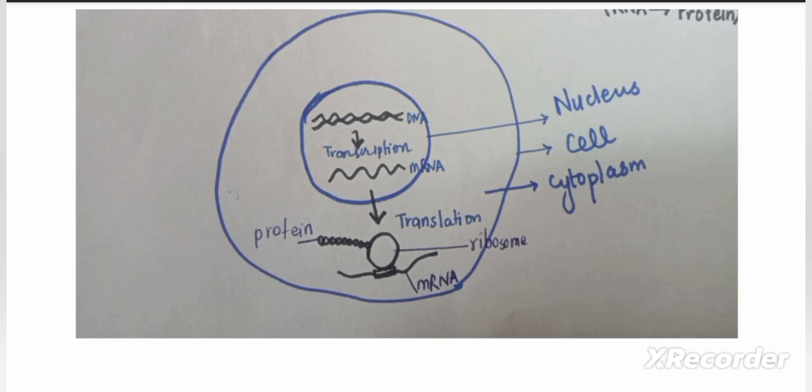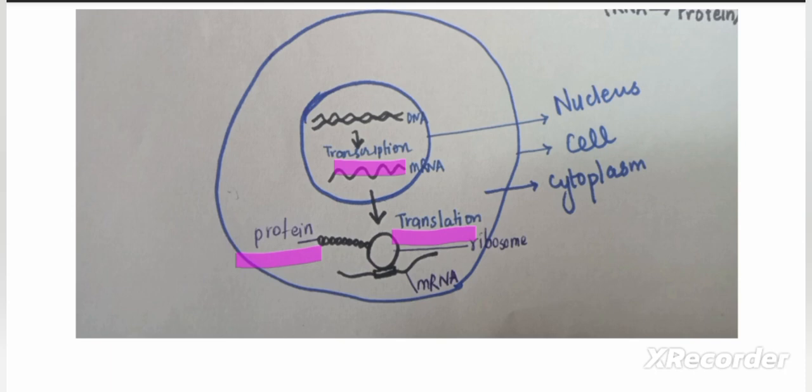In this diagram you can see that gene expression occurs. Gene expression is a process in which DNA instructions are converted into the final product protein. So this is known as gene expression, and gene expression occurs in two stages: transcription and translation.